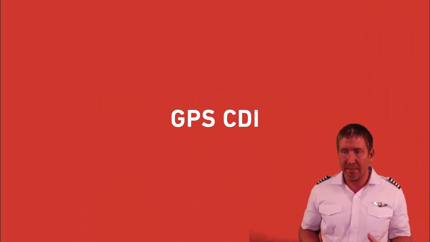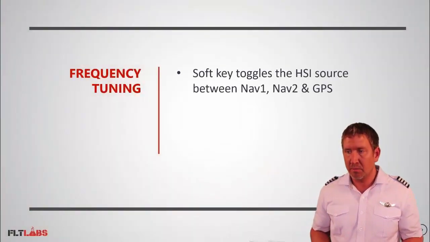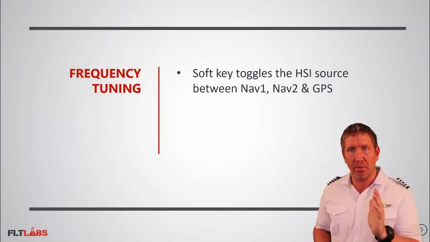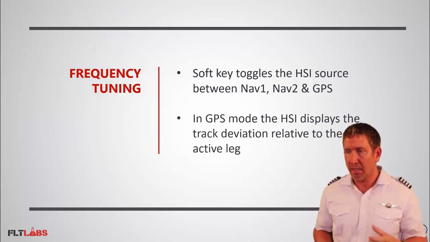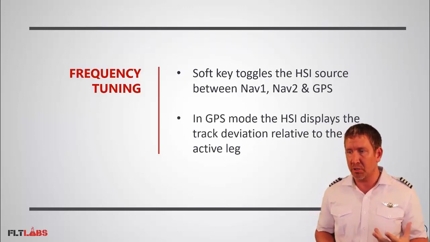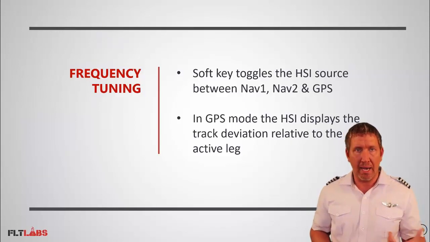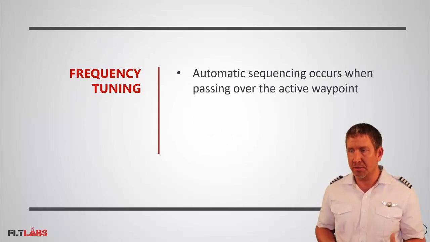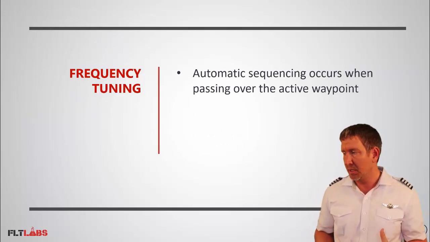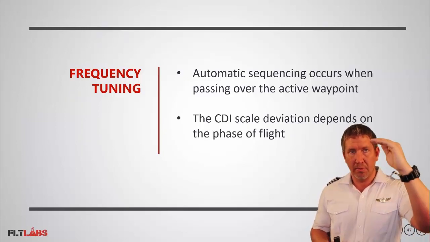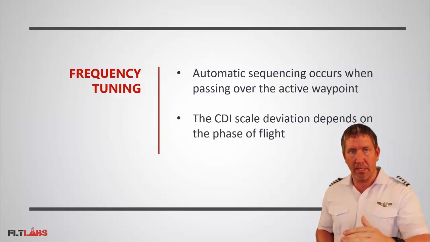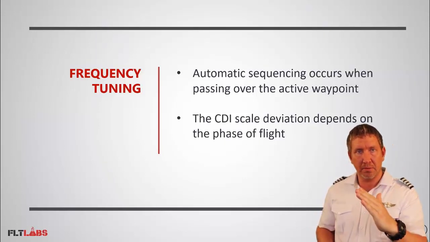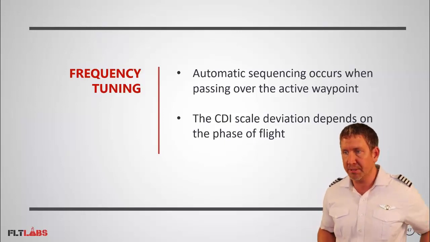Alright, GPS CDI. Some more of this frequency tuning. The soft key toggles the HSI source. So we just saw that between nav1, nav2, and GPS. In the GPS mode, the HSI displays the track related to the active leg. Automatic sequencing occurs when passing over our active waypoints in our flight plan. So if we have it set to go from Piqua to Dayton VOR to Dayton, as soon as we get to Piqua, then it automatically switches, and then the GPS will move automatically for us. We don't need to reset it.